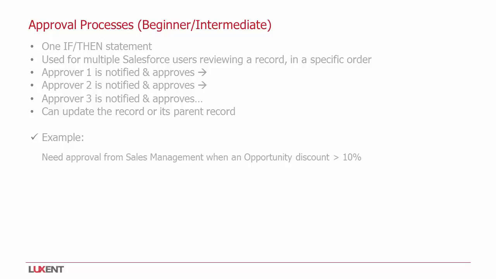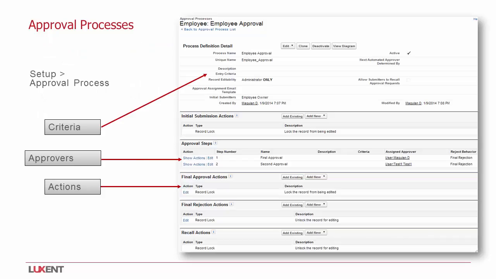Approval processes have many moving parts that need to be configured in advance by the Salesforce administrator, but the interface is relatively user-friendly and easy to interpret. To create a new approval process, search for Approval Process in the Setup menu. Here's a quick snapshot of what the approval process interface looks like.